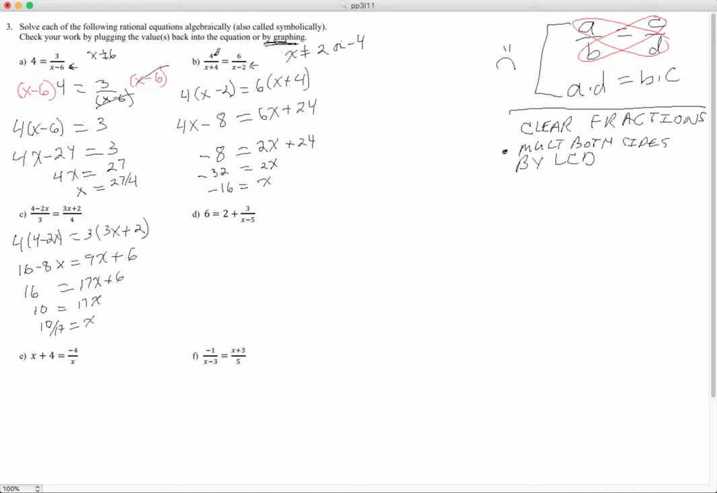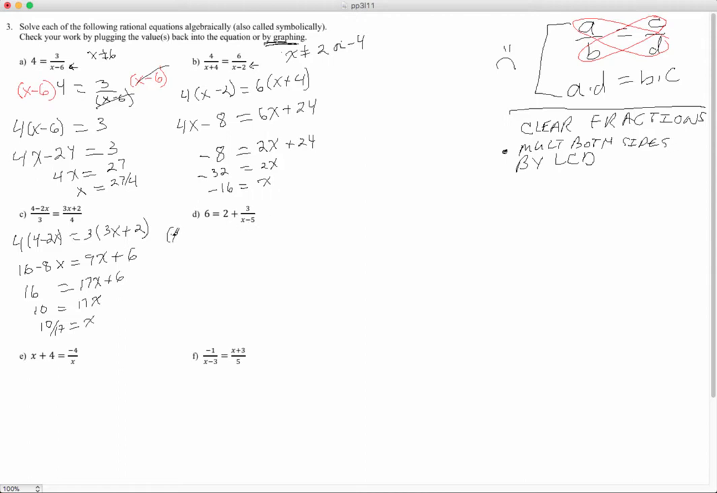Like back up in B here, the LCD was actually x plus 4 times x minus 2. On C, the LCD was 12. It was 3 times 4, okay? Here, we're in luck, it's just x minus 5. Now, once I figured out what the LCD is, I got to do it the way I did part A. And that is I got to come in and multiply both sides by x minus 5.